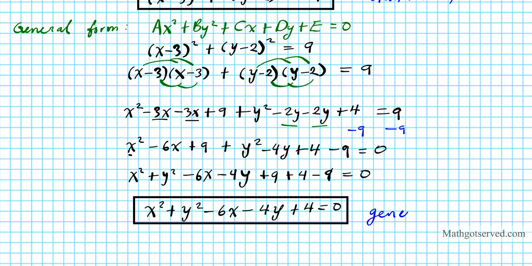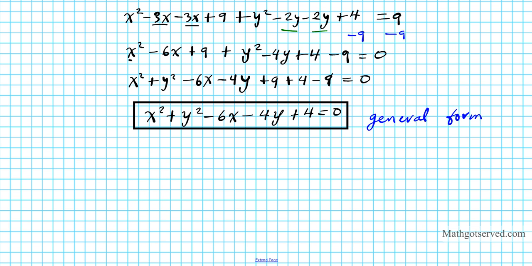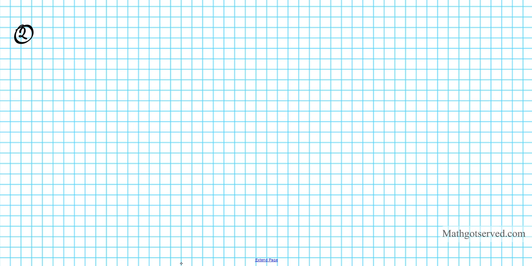All right. Let's go ahead and try another example. Question number 2. For question 2, we don't have an equation. We're going to have to draw the graph and then generate the equation. Okay, so let's go ahead and sketch the graph.